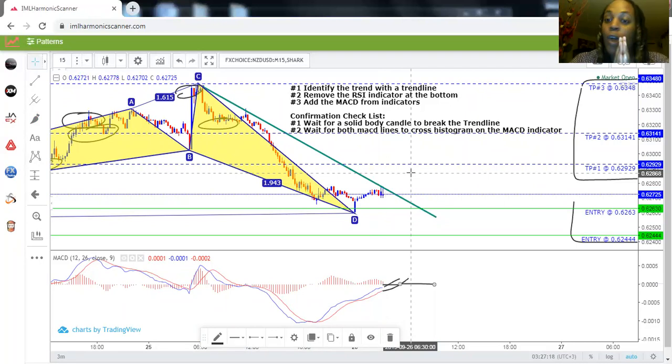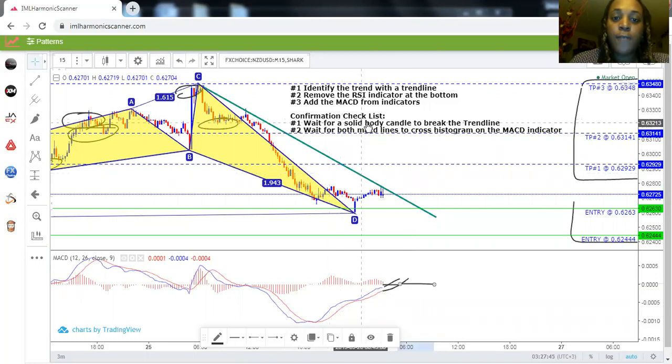Beginners, that is all you need, literally. You don't need to identify no patterns. You just need to identify the trend with a trend line. You need to remove the RSI because the RSI always comes standard on your harmonic scanner. So you remove the RSI indicator from the bottom, you add the MACD from the indicators, and then confirmation checklist is wait for a solid body candle to break your trend line.